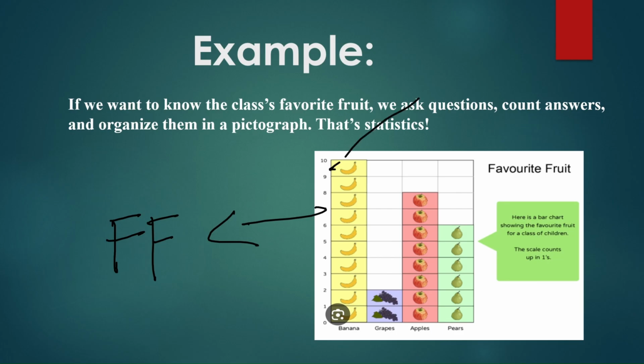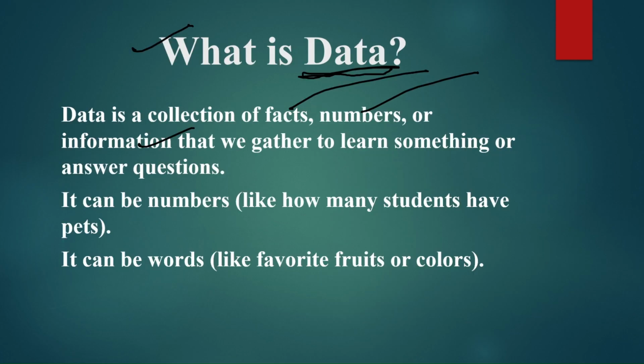For example, Arun and Ayan liked banana. Talat and Ahmad liked grapes. So this is a collection of the fruits, okay, a collection of data. It's the information we collect, we gather. That's known as data.